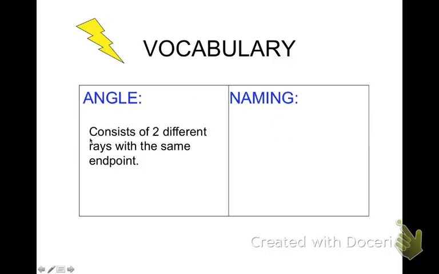All right, so here is our definition for an angle. Please write down that it consists of two different rays with the same endpoint.